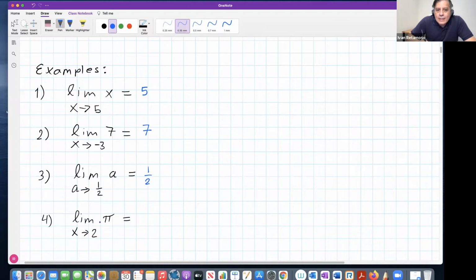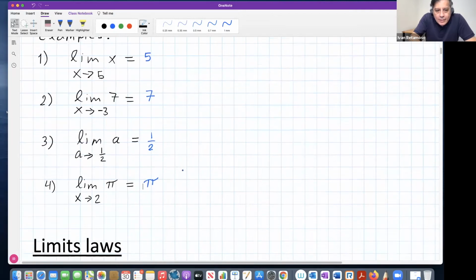The limit of the constant function pi as x approaches 2. Can anyone tell me what this limit should be? Chat. Great, excellent. Very good, right? The constant function never changes its value, not even when you take limits. It stays the same. Pi, right? Very good, guys. So when you encounter these scenarios, you know what to do, right? Excellent. All right, moving on.